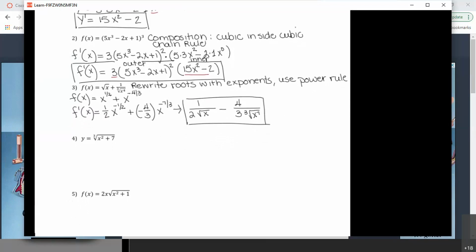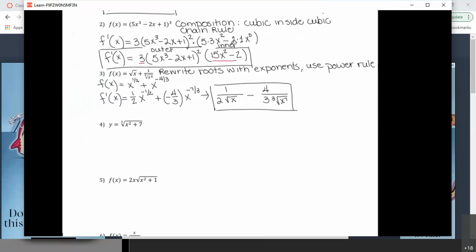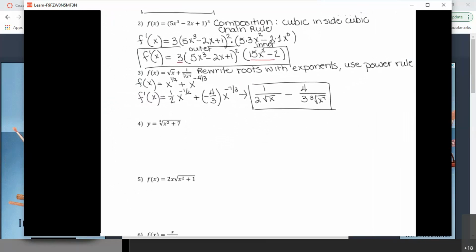Okay. Number 4. I'm going to also rewrite this because again, I have a root. I'm going to rewrite the root as a 1/3 power. So you can see that in calculus, algebra is used as a tool to simplify before you get started with doing calculus and also afterwards.